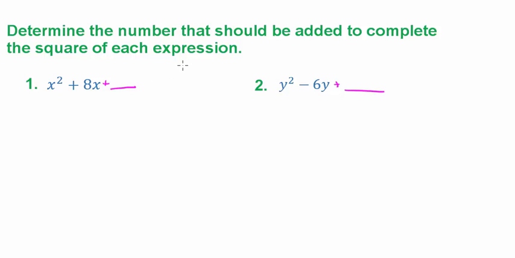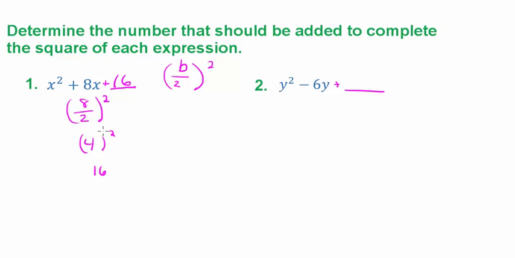Well, there's a little formula that you can use, and it is b over 2 quantity squared. So if you take b divided by 2 and square it, you will get that value. In this case, b happens to be 8, so 8 divided by 2 quantity squared. This turns into 4 squared, which in turn is 16. So this value is plus 16.